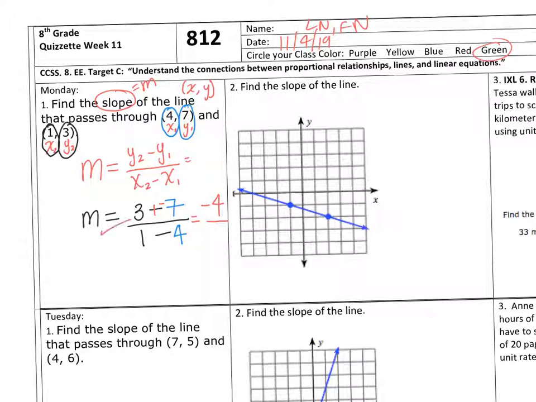Another way you could have done this is you could just look. 3 minus 7, okay, clearly they're a difference of 4. The bigger number is going to be negative, so it's negative 4. The bottom is 1 minus 4, so that's going to be negative 3.